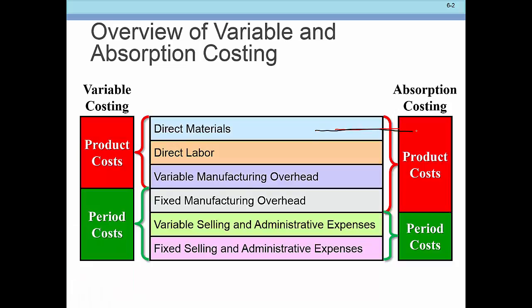And then what? Then we have our direct labor. Is that part of our product cost? Okay. We had our manufacturing overhead. And look, guys, we didn't call them out as variable versus fixed before. We just said manufacturing overhead was part of our product cost, and that's still the case, right?